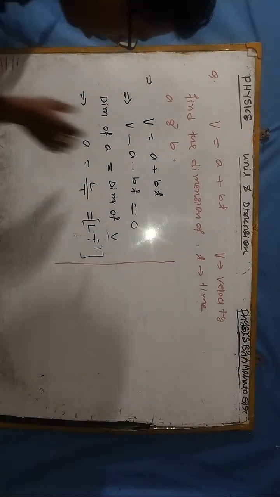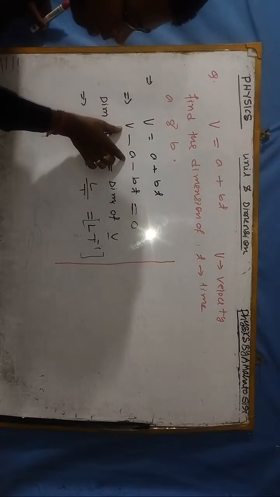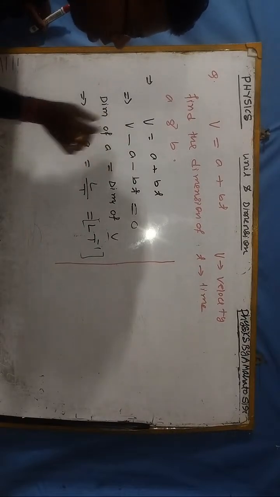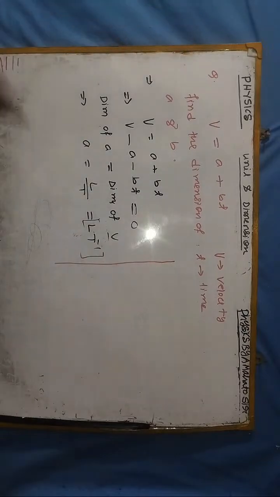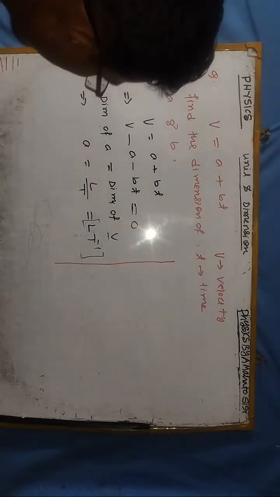Now, related to the dimension comparison here, two quantities can be added or subtracted only when the two quantities are of the same nature. So from the homogeneity principle rule, these terms are equal.